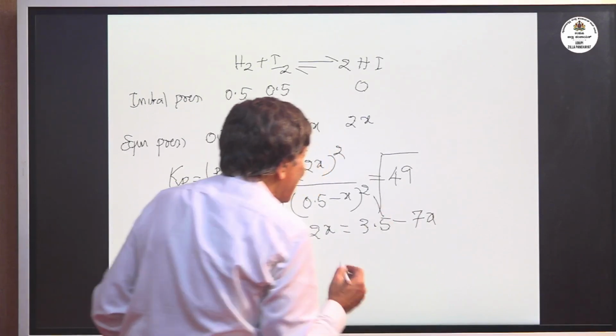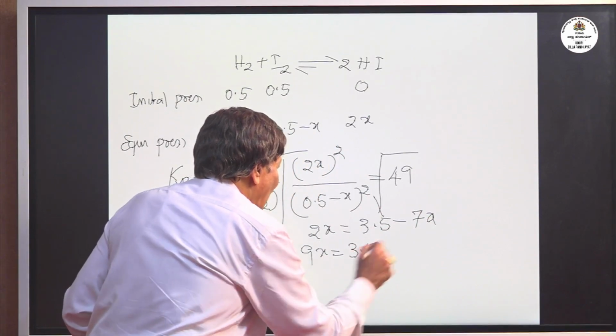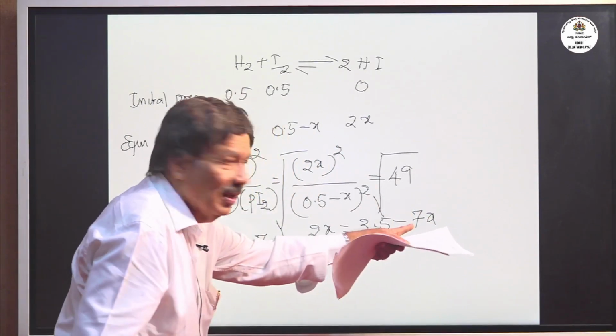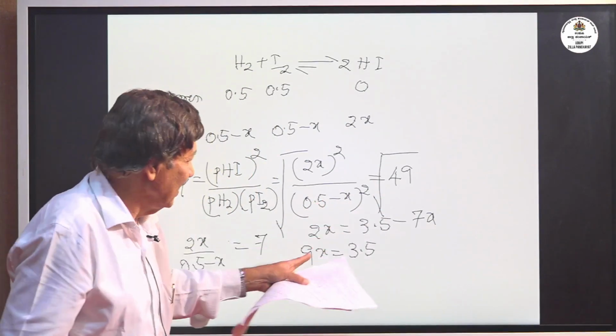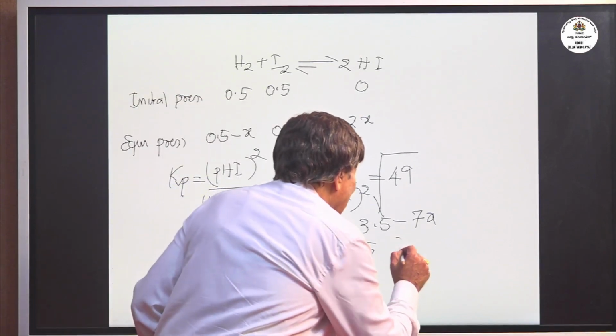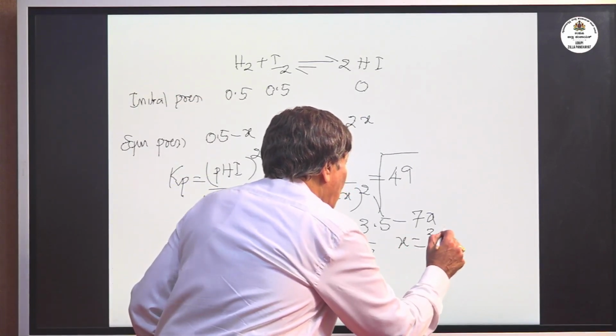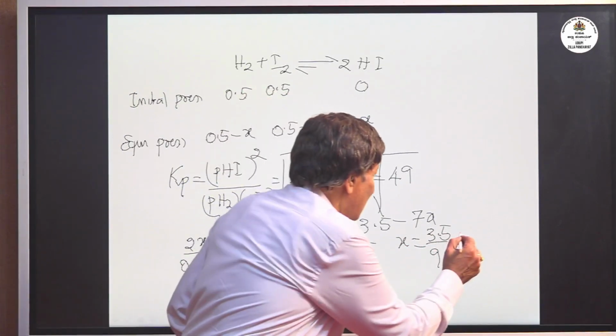If you bring it to this side, 9x is equal to 3.5. Minus 7x, if you bring it to this side, it will become plus 7x. 2 plus 7, 9x is equal to 3.5. On solving, x is equal to 3.5 by 9.